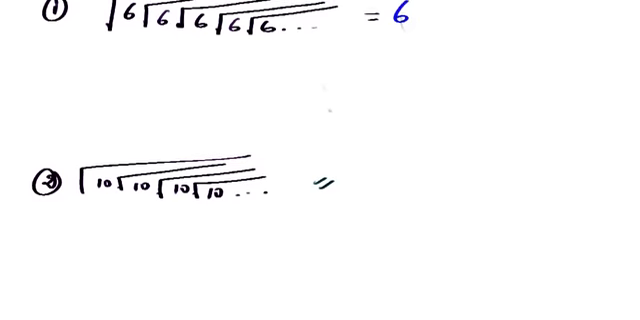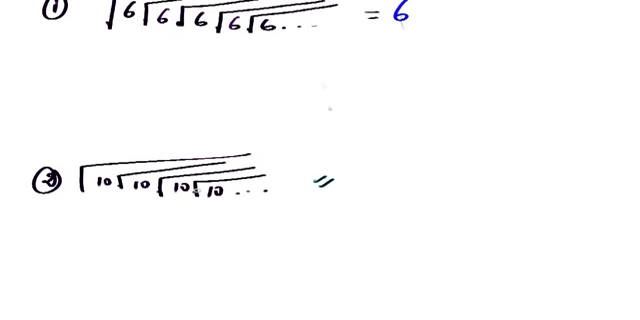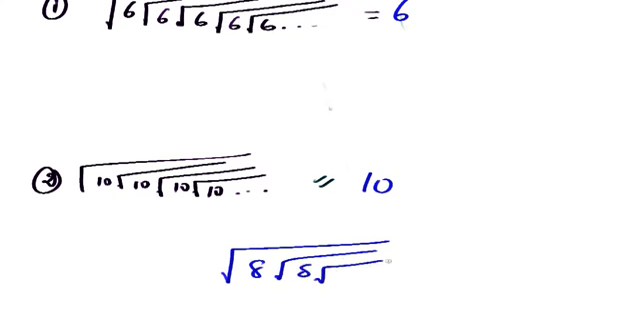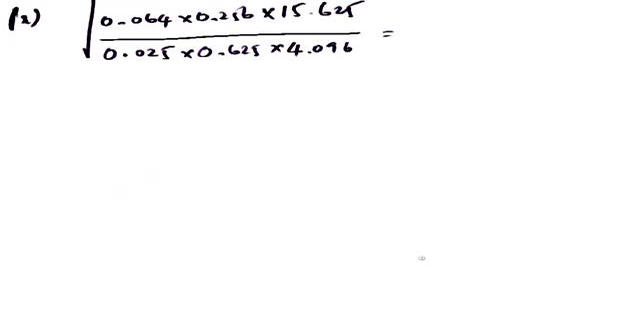Again in the second problem, root 10 into root 10 into root 10 into infinite terms, your answer will be 10 only. Don't worry about it. Let us say the problem is given as root 8 into root 8 into root 8 into root 8 and so on, then your answer will be 8 only. So this is how we solve the problem. Then let us go through the next problem. How to solve this kind of problem?